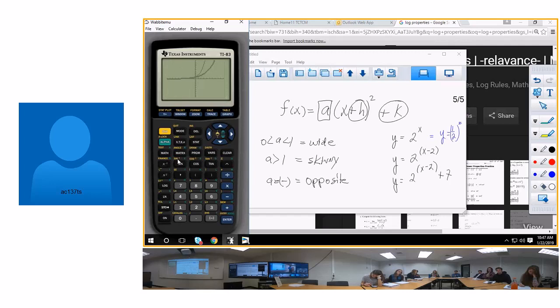Now what if I change the 1/2 to a 5? What's it going to do compared to the first line parent graph? Is it going to put it right here? Or is it going to put it out here? Well, this made it wider, so what's the 5 going to do? It's going to make it skinnier. So let's put in a 5 and watch what it does.